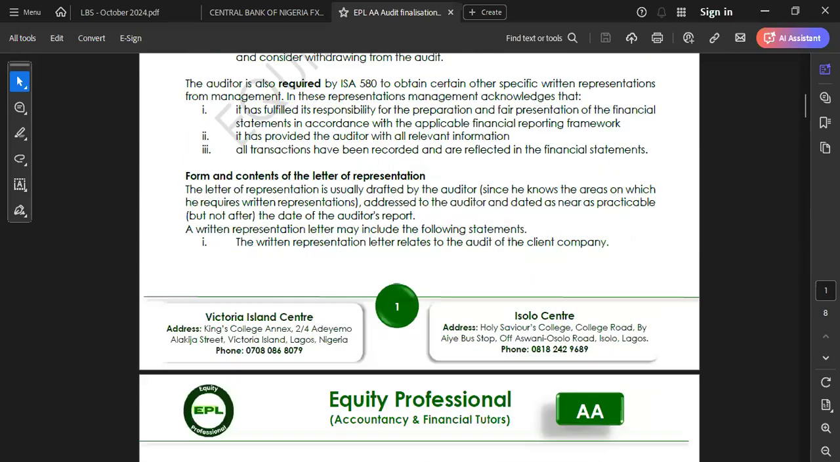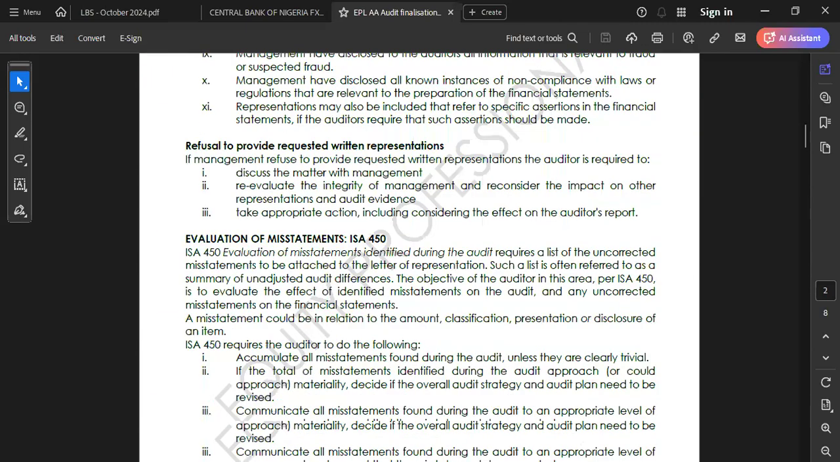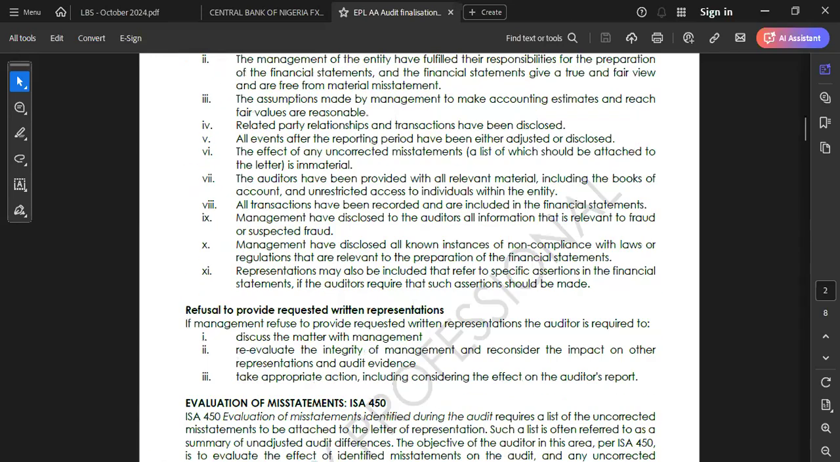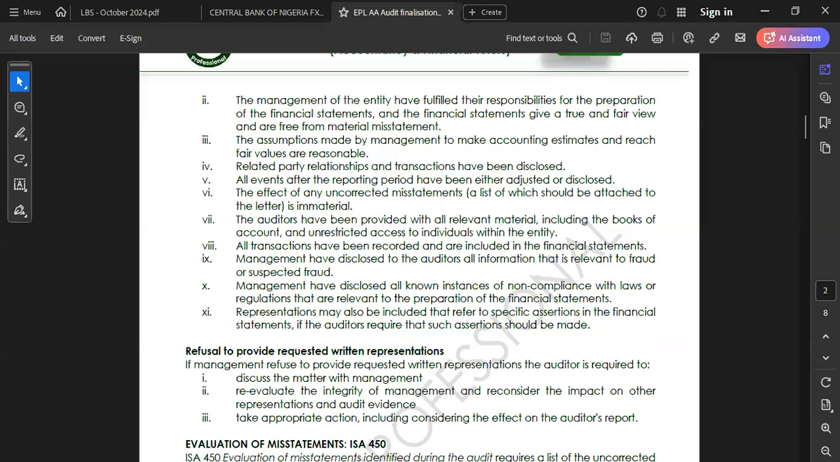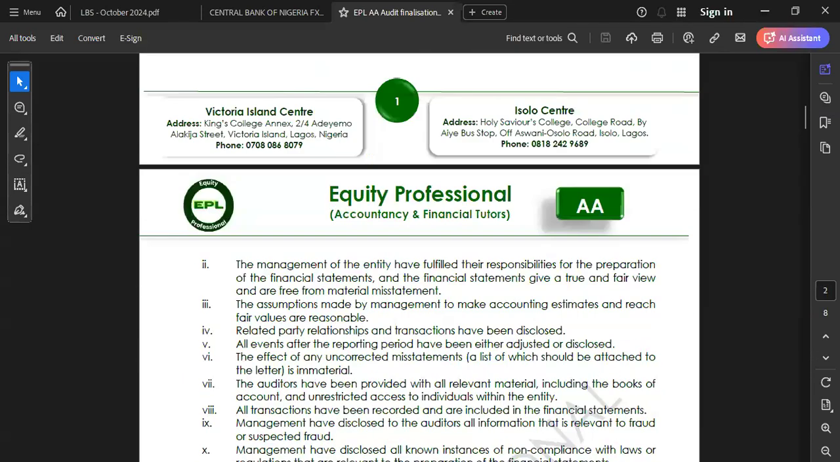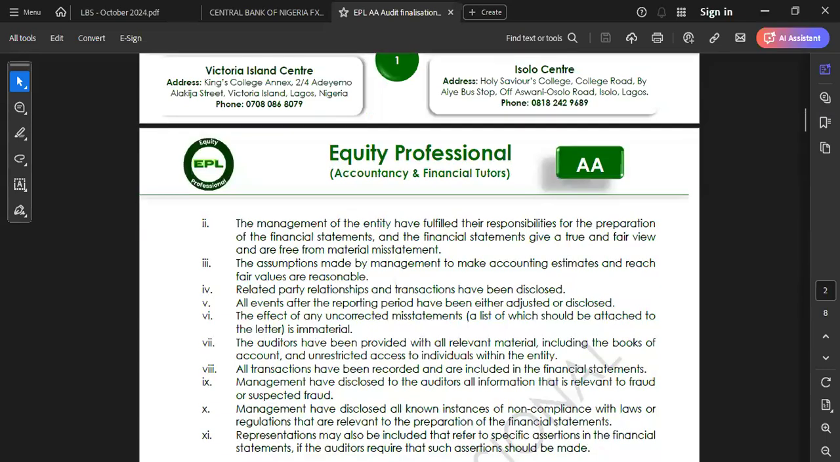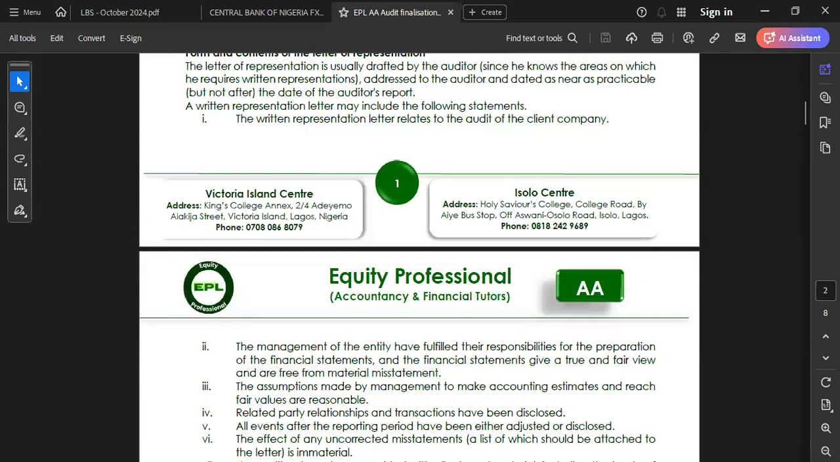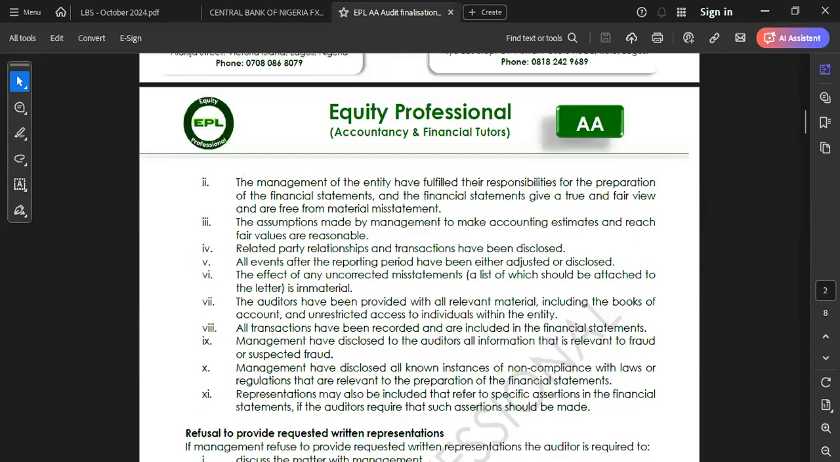Now, after you've gotten written representations, you've gotten audit evidence, management have provided written representation, what is the next thing we want to look at? The next thing we will look at is evaluation of misstatement. Now, in the course of talking about written representation, there is one key component, that we talked about when we were looking at form and content of written representation, that all uncorrected misstatements must have been recorded, and what management will need to do about them.